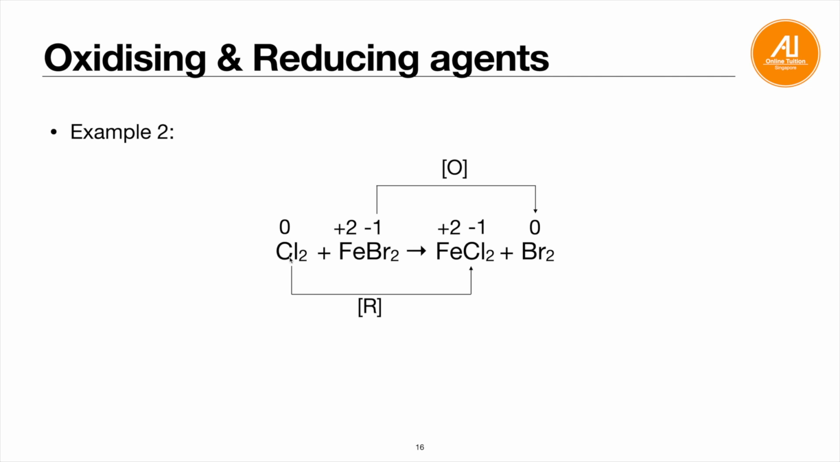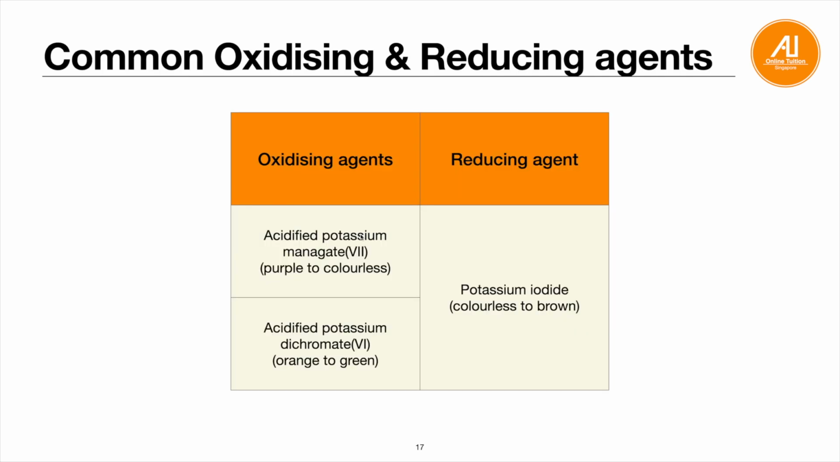In this case, we saw that Cl2 actually reduces. So if Cl2 reduces, it must be an OA, the opposite. And if FeBr2 oxidizes, it must be an RA. That's all. So just always remember it's opposite. Whoever reduces is an OA. Whoever oxidizes is an RA. Opposite.